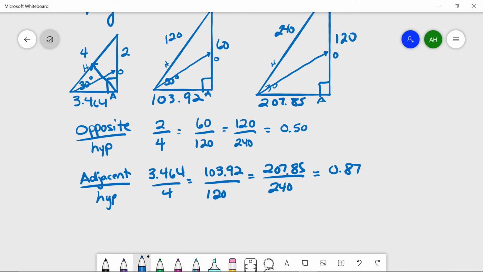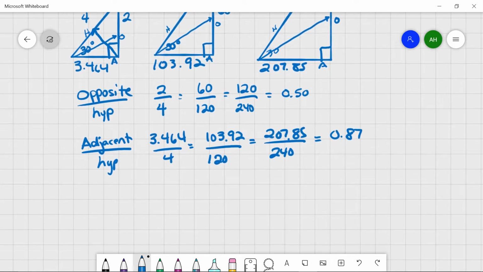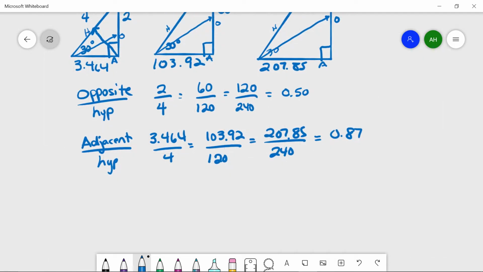All right. And then finally, I can look at one more relationship. I'm going to look at the opposite side, and I'm going to take it and divide it by the adjacent.